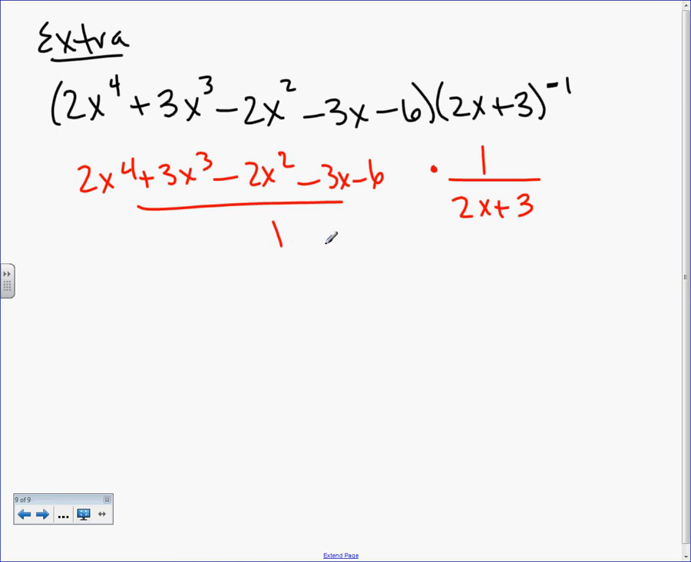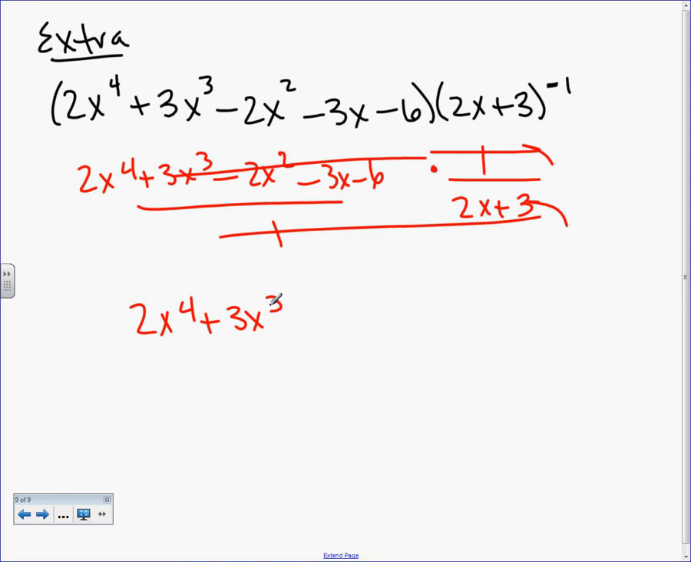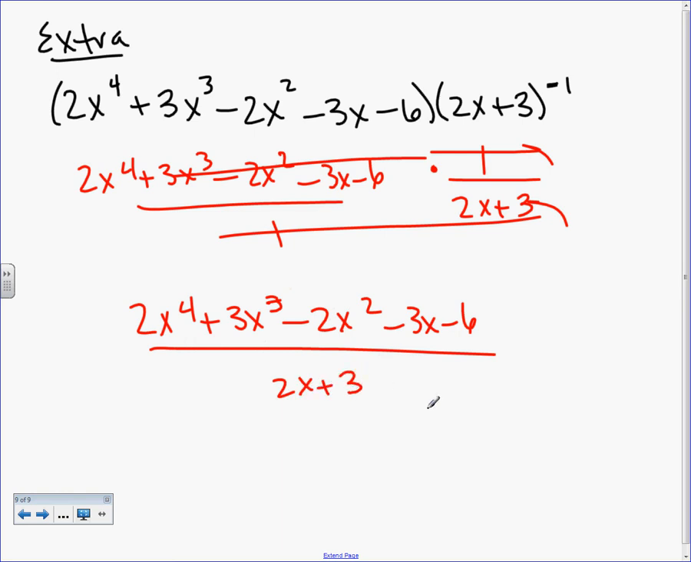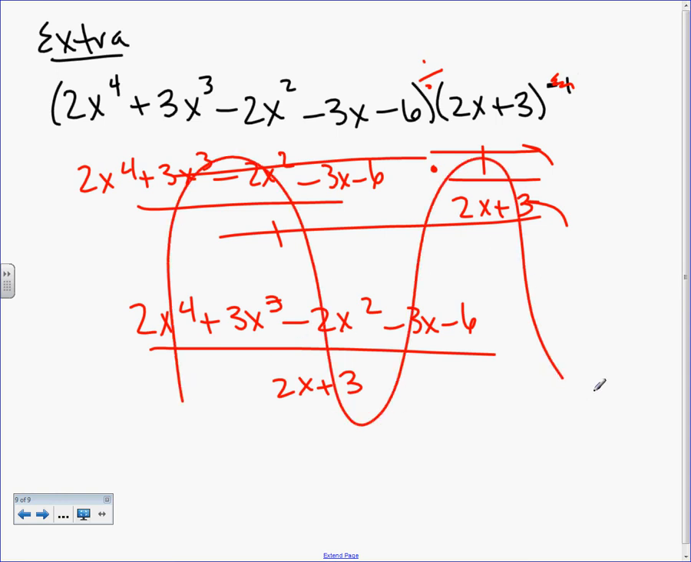When you multiply fractions, you multiply the tops together all the way, and you multiply the bottoms together. So I have 2x to the 4 plus 3x to the 3, minus 2x squared minus 3x minus 6 over 2x plus 3. Doesn't that literally say this divided by this? So whenever you have it to the negative 1 power like that, that's what they want you to do every time. You don't ever have to show me that math again. I just wanted to explain to you why that really is division.